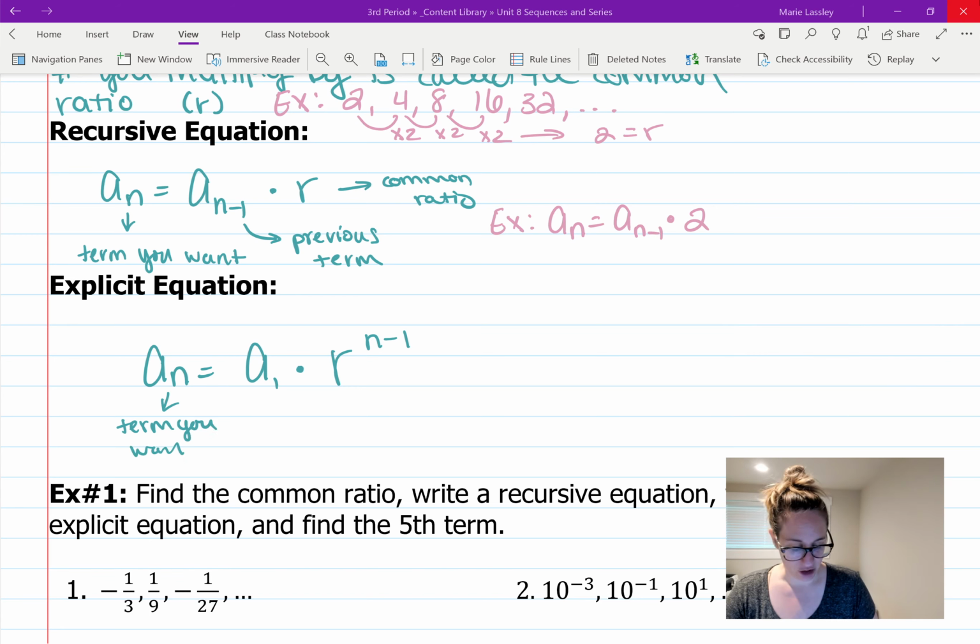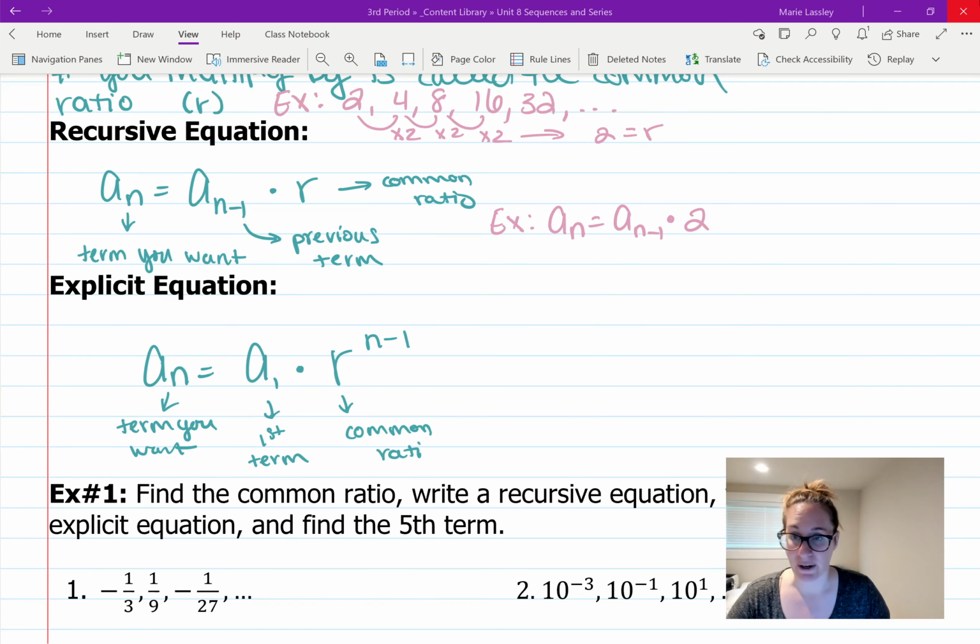A1 is the first term of the sequence. R is our common ratio. And then n is the term number that you want. So a sub n is the term itself, and n is the term number in the sequence, right?